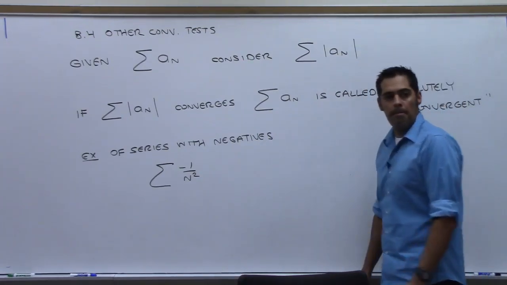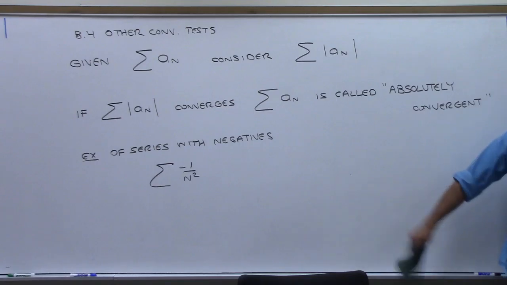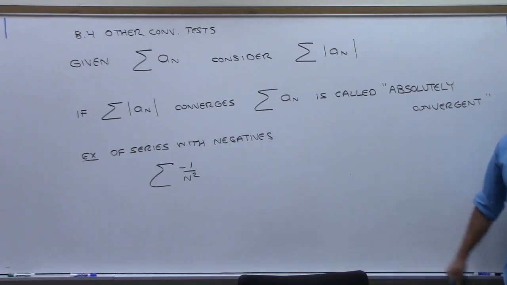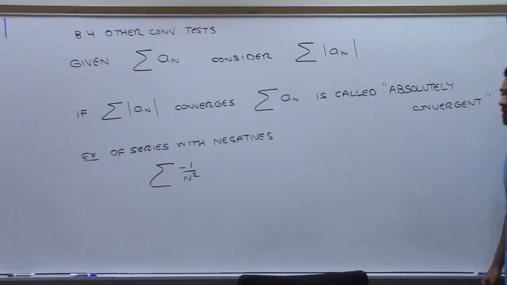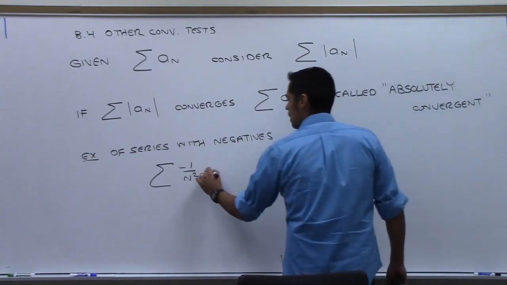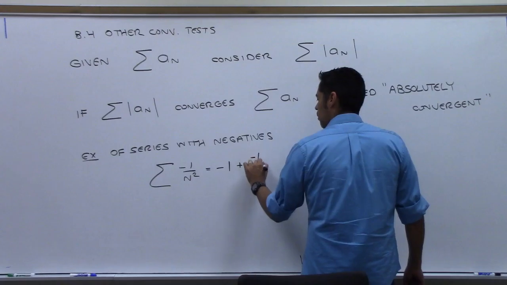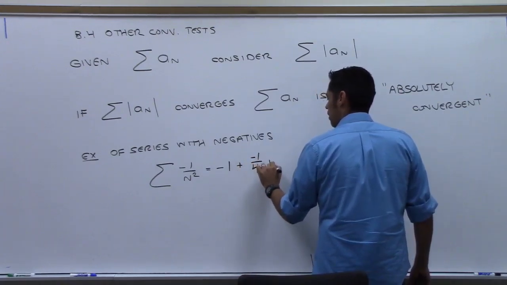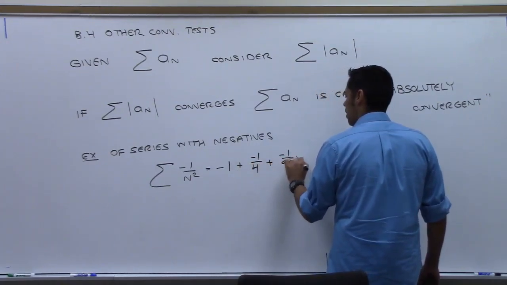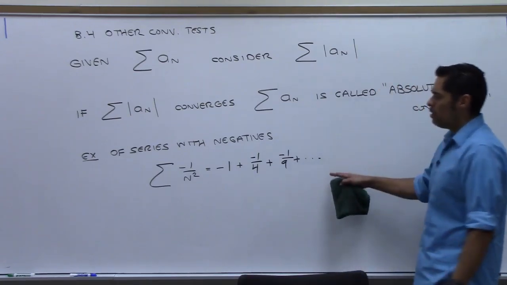Could you have like alternating series too? That's what we're going to talk about right after this. Yep, that's the next thing I'm going to put up here. So this one would be all negatives, wouldn't it? This would be negative 1 plus what? Negative 1 fourth, and then plus negative 1 ninth plus. Now, would this series converge or diverge?